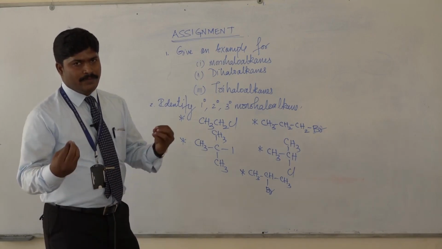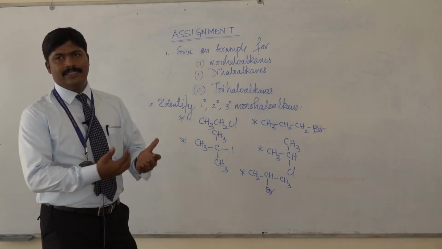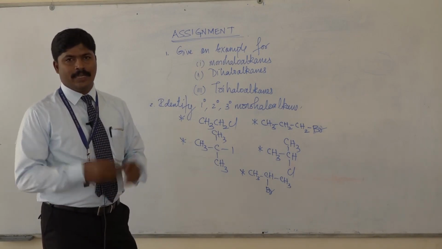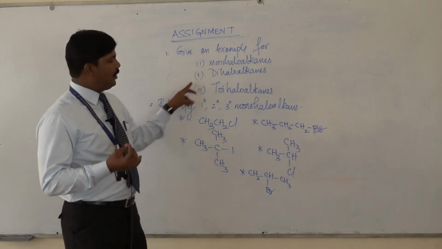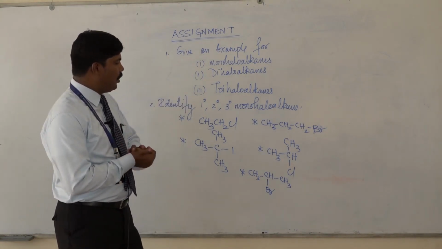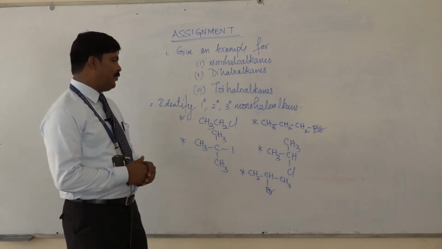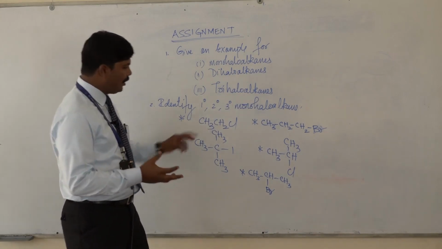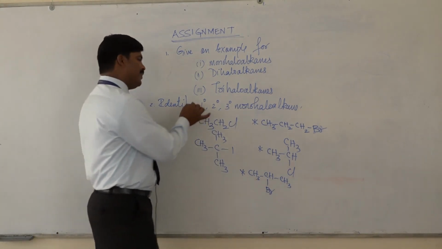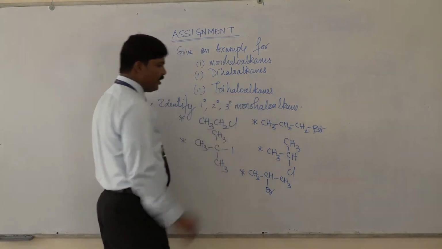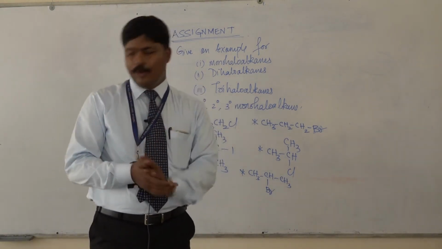So I will give a few questions here. Give an example for a monohaloalkane. Of course, after discussing the whole chapter, you must at least be able to give me an example of a monohaloalkane, a dihaloalkane, and a trihaloalkane. Of course, I have given 5 molecules here. I just finished the classification of primary, secondary, tertiary monohaloalkane. In all the 5, you find only one halogen, but I want you to classify them as first degree, second degree, and third degree monohaloalkane.